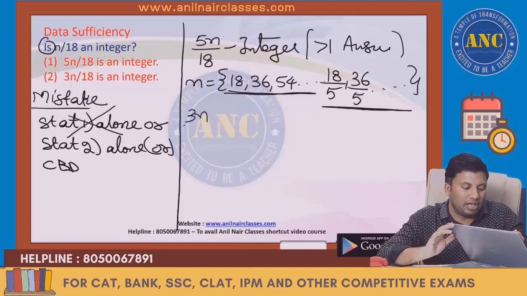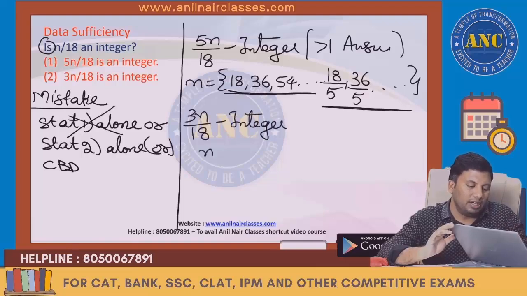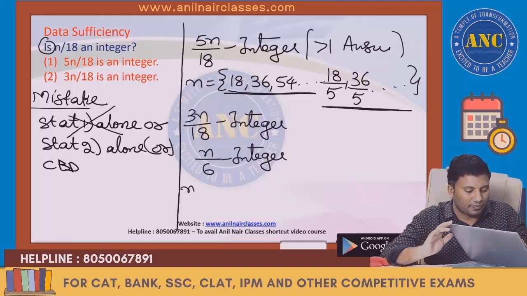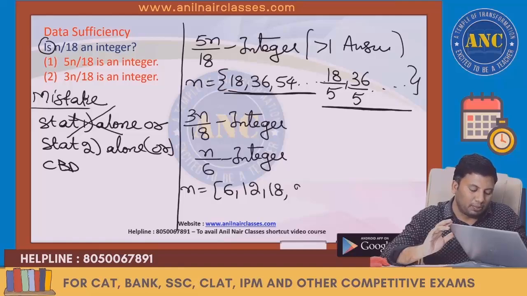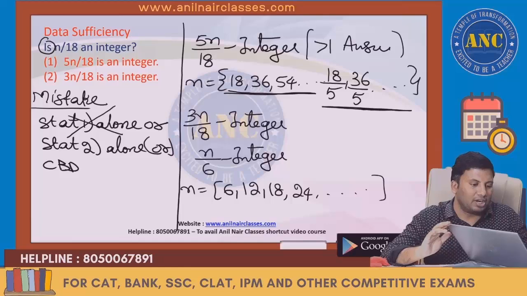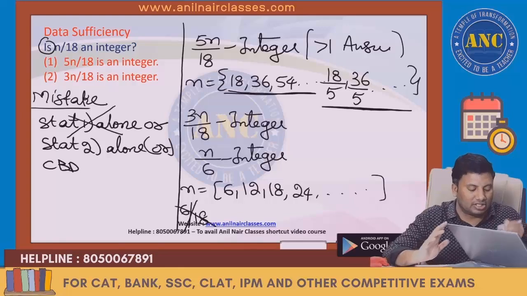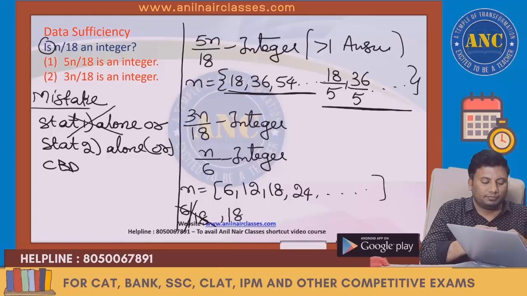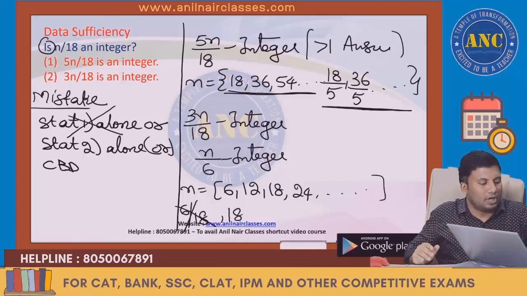Second one, 3n by 18 is an integer. That means n by 6 is an integer. n by 6 is an integer. That means n can be 6, 12, 18, multiples of 6, 24 and so on. 6 by 18, 1 by 3, is not an integer. 18 by 18, 1, is an integer. Praveen? I hope it is clear.